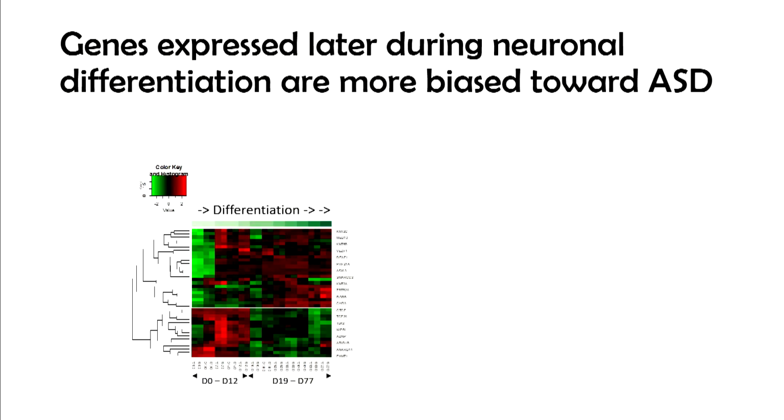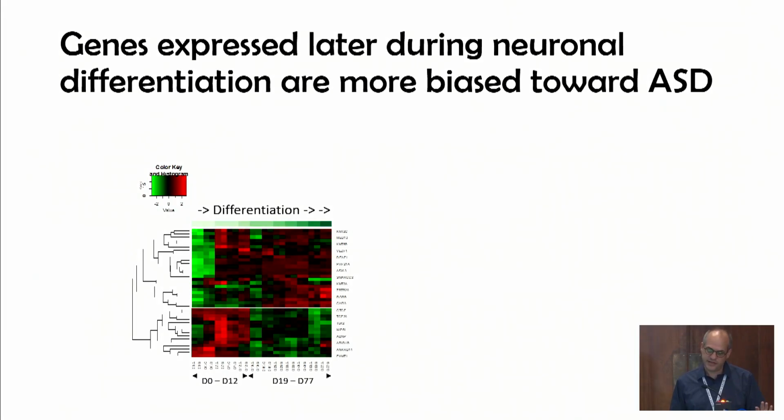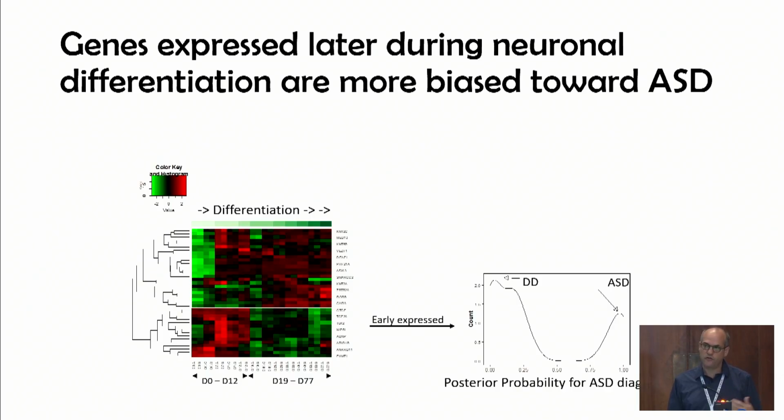And we validated this also by looking at another data set of bulk RNA sequencing during the same procedure of differentiation to cortical neurons. We separate the genes into 2 groups. Red is higher expression. So we have the group here which genes are expressed during the first 12 days at a higher level, and the other group which are expressed later in the differentiation. And we compare it to the distribution of the posterior probability for ASD diagnosis. The posterior probability means that if it's closer to 1, more likely we'll get an autism diagnosis.